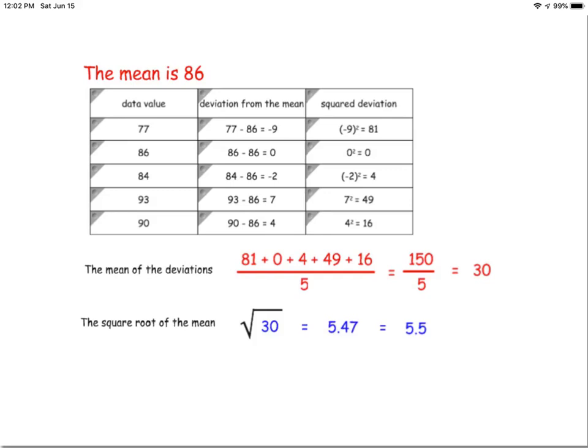My last step is to take the square root of the mean we just found. So I take a calculator and I find the square root of 30, which is approximately 5.47. For what we're doing for now, we're rounding our standard deviation to the nearest tenth. So I would have 5 and 5/10. So my standard deviation for that data is 5 and 5/10.